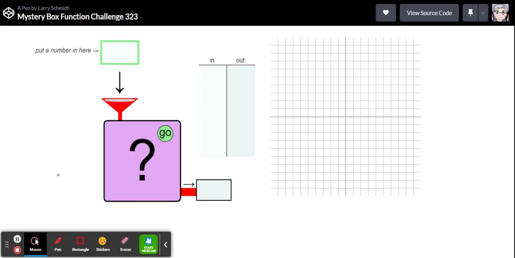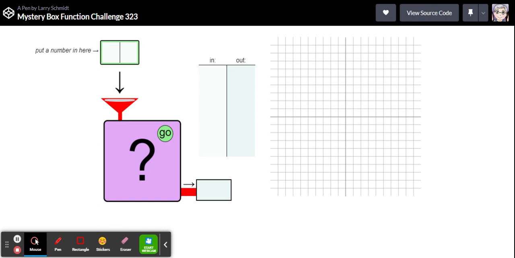Hello everybody and welcome to another Mystery Box Function Challenge. In the purple mystery box there is some math and your challenge is to figure out what it is. You can use the link in the description if you want to try this on your own, and when you've got an idea, come on back and see if we get the same thing.